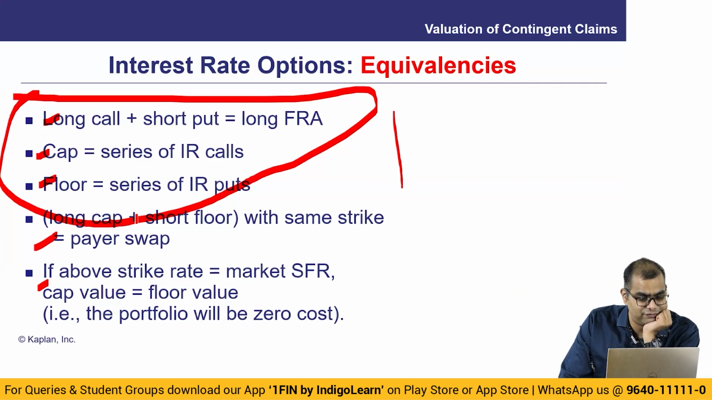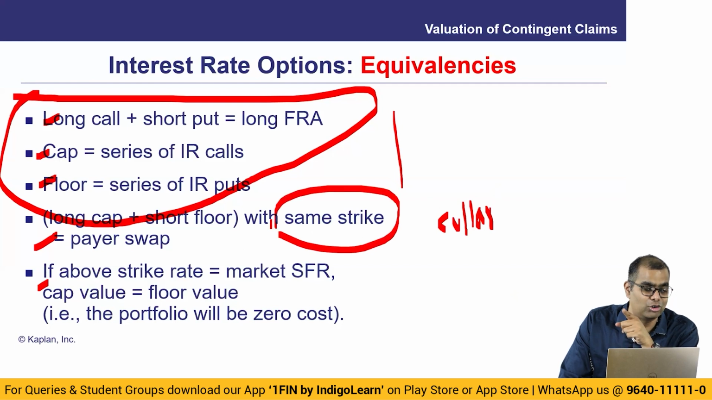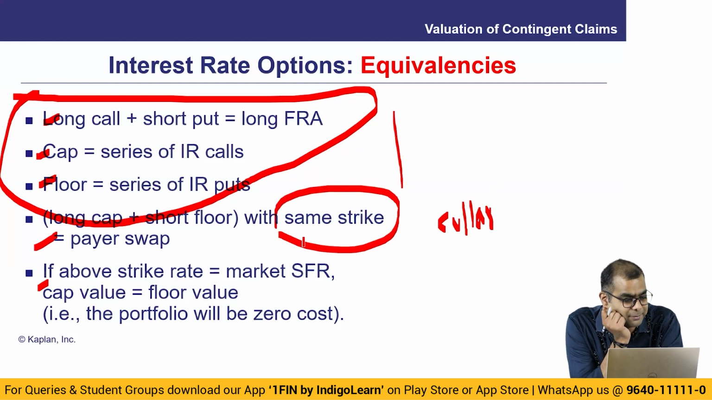Long cap plus short floor. Long cap plus short floor is what I told you. I explained you the whole story. Collar. A collar, but with the same strike price. In a collar, I told you, you will try and subsidize it in such a way that one premium offsets the other premium. Correct?